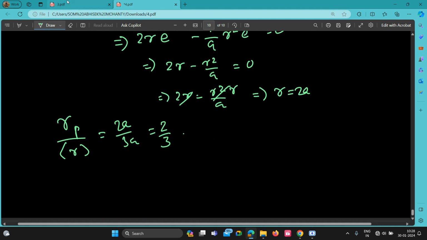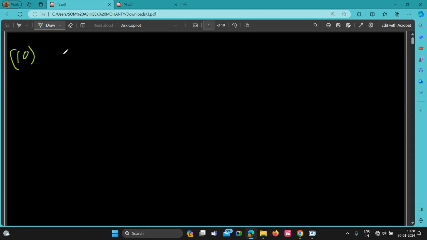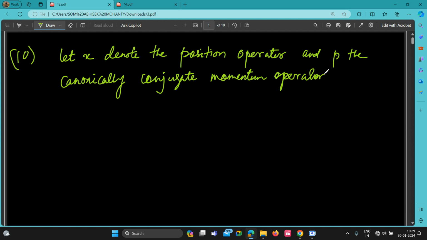Question number 10. Let x denote the position operator and p the canonically conjugate momentum operator of a particle.